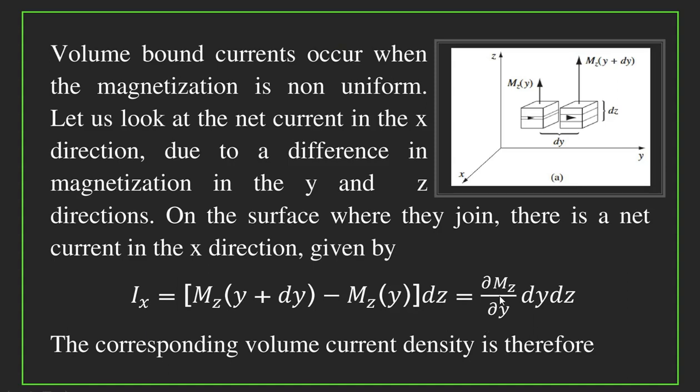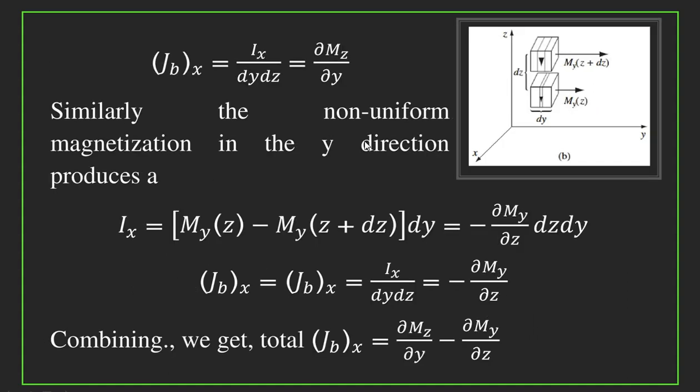Similarly, consider the non-uniform magnetization in the y direction. Here we are considering the magnetization along the y direction, that is My. As we move along the z direction, it will vary with the value of z. So My of z, here My of z plus dz.